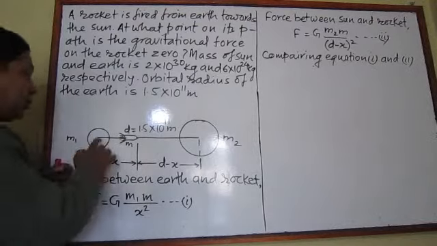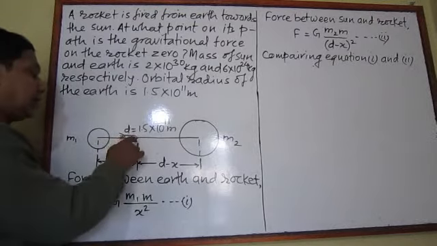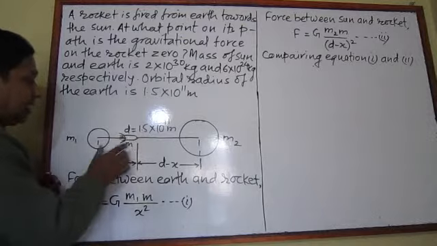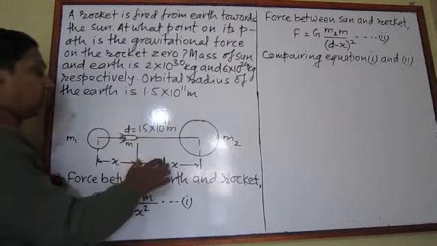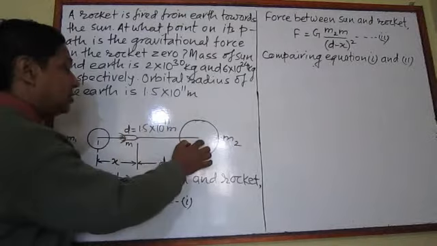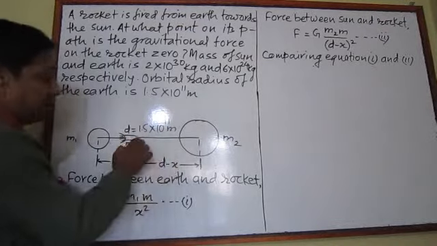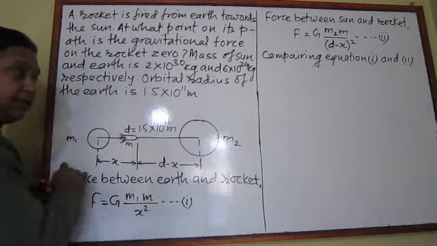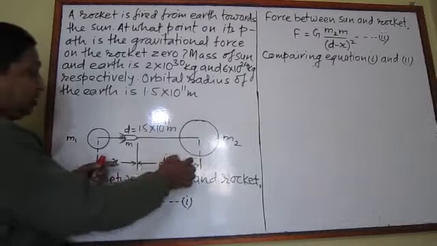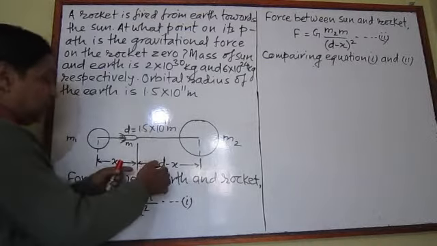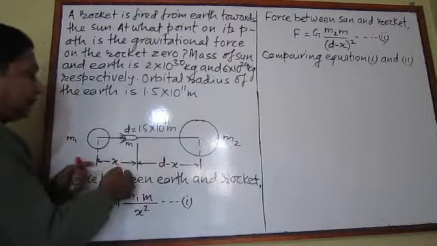And let's say when the rocket reaches this point, that is x, then the gravitational force of the Earth acting on the rocket will be neutralized by the gravitational force of the Sun acting in the opposite direction on the rocket. So if the total distance is d, then the distance between Sun and rocket will be d minus x.